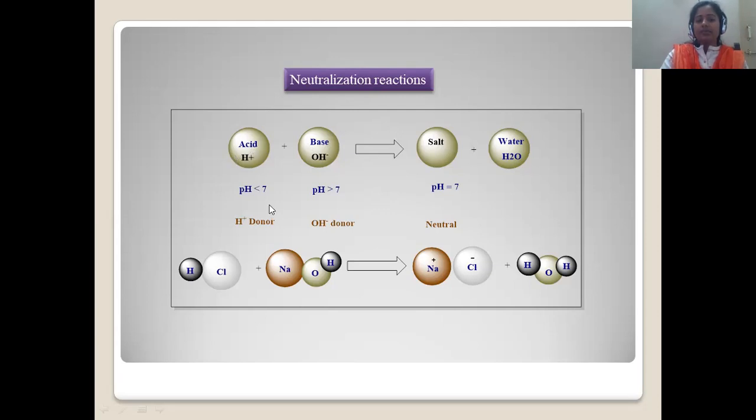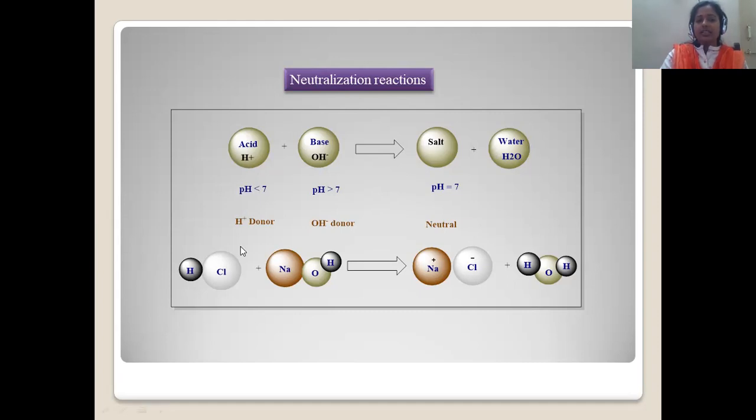Acid is the substance having pH less than 7. Base is any other compound having pH more than 7. When these two components are mixed, formation of salt and water is possible. This entire reaction is said to be a neutralization reaction. Acid on treating with base, formation of salt and water is known as neutralization reaction.